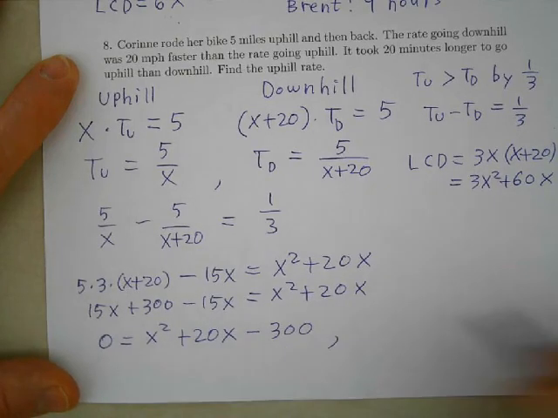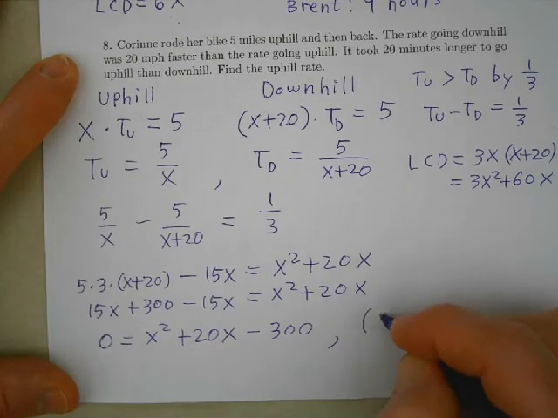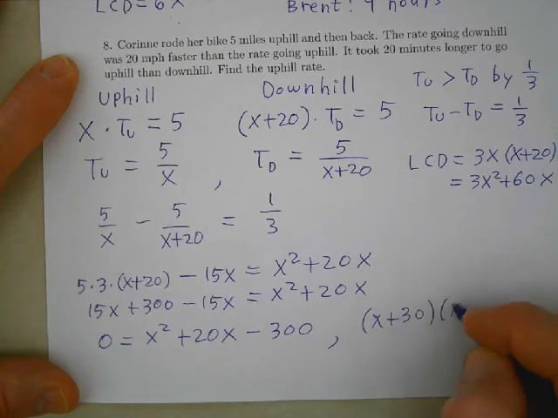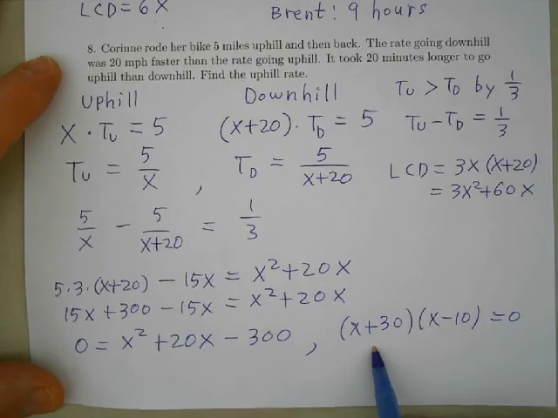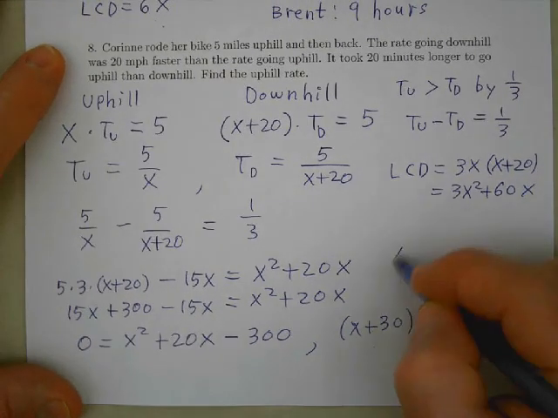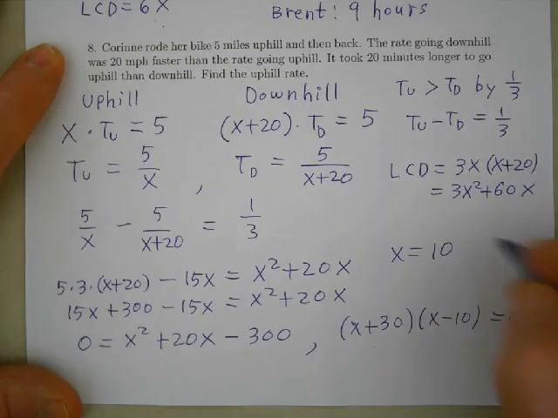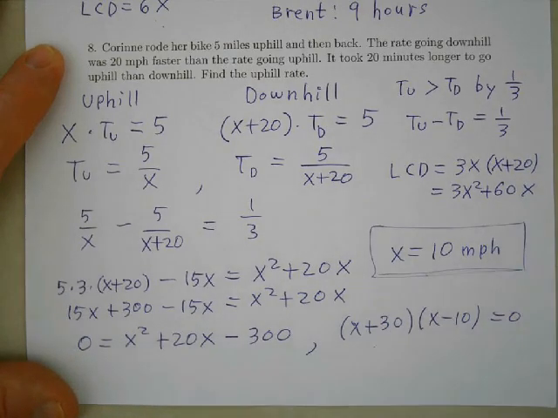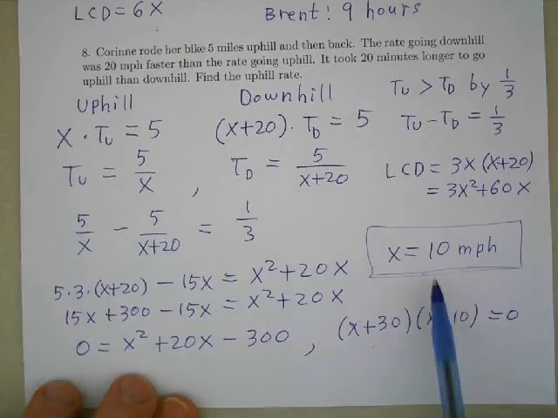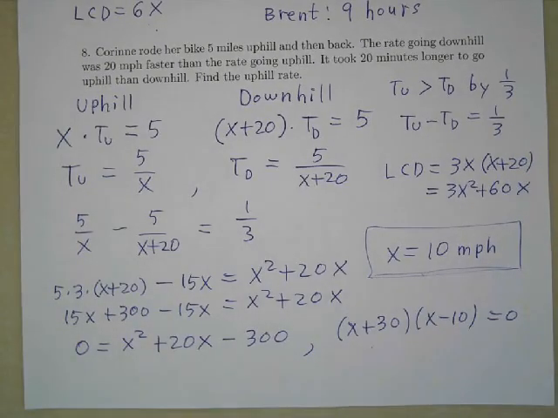And this factors really nicely. One of the factors is x plus 30, and the other factor is x minus 10. This equation has two solutions. One of the solutions is negative 30, but that doesn't make sense in the context of the problem. So the other solution, x equals 10, that's the bicycling rate going uphill measured in miles per hour. So that is the answer. She was bicycling at 10 miles per hour when going uphill.